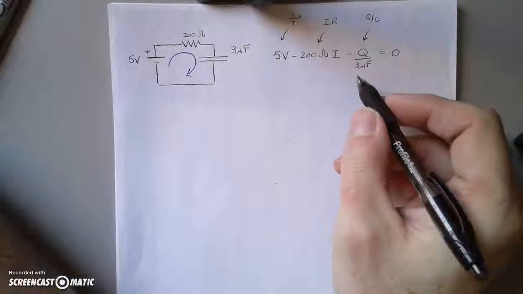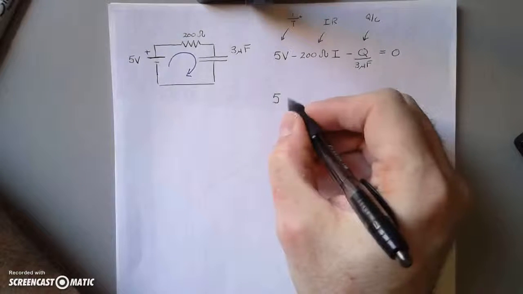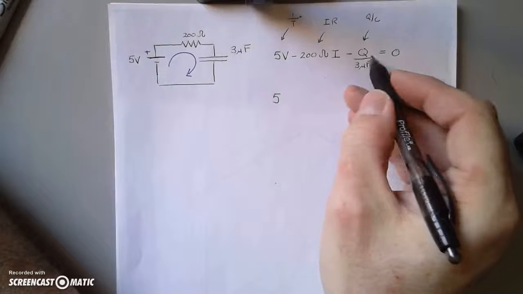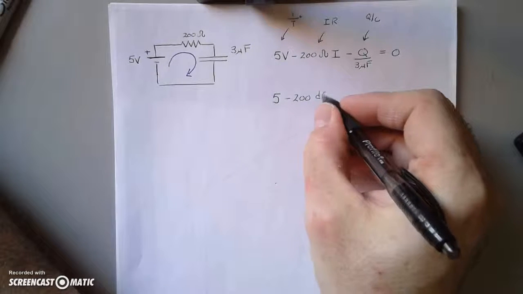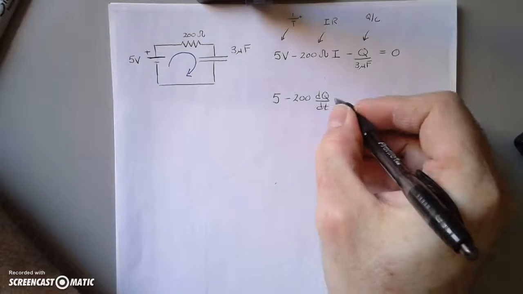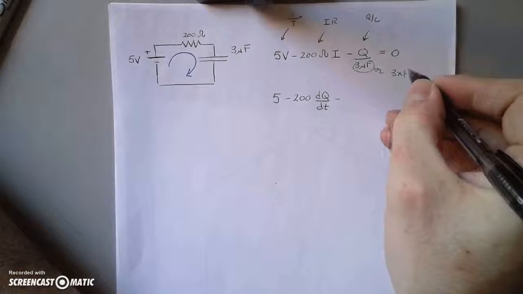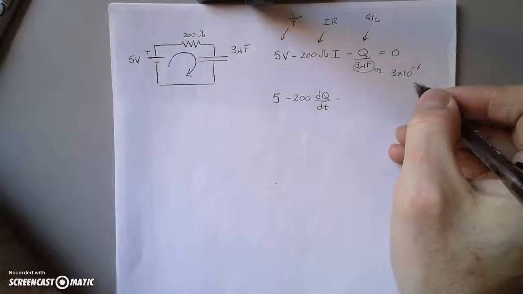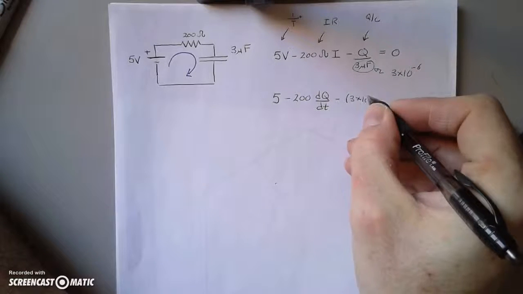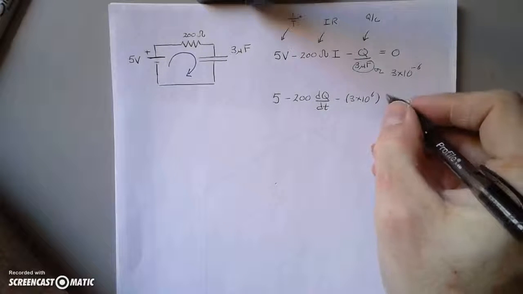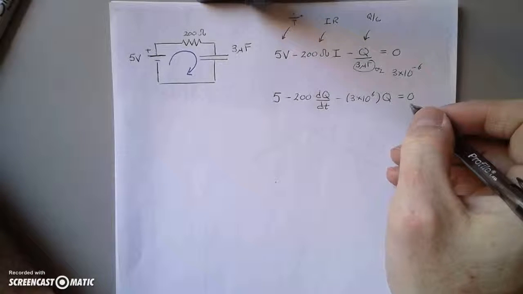So let's do a couple of things to clean this up. We'll drop the units for now to make it a bit more convenient to work with, and we'll write I as a derivative of Q. So this is minus 200 dQ/dt. And then also let's take this number, which is 3 times 10 to the minus 6, and that's on the denominator, so that's going to end up being 3 times 10 to the 6 here, times Q equals 0.